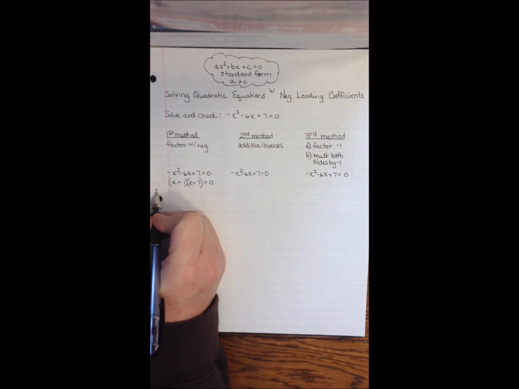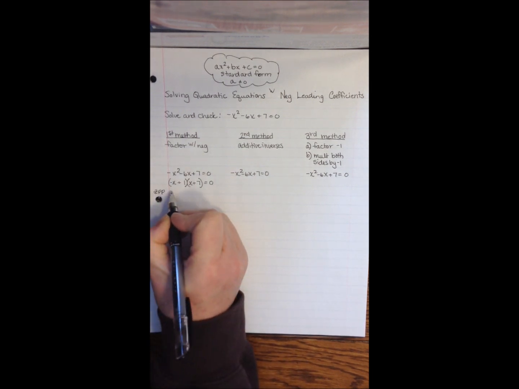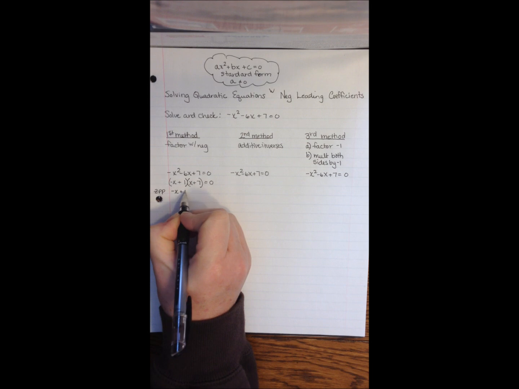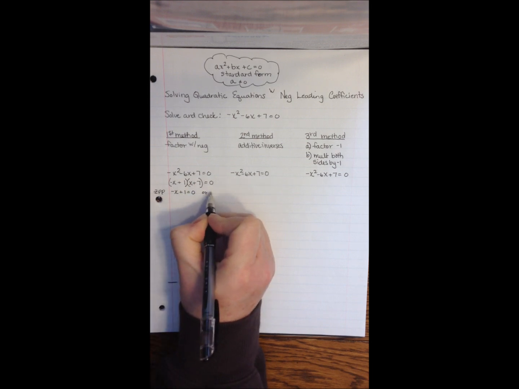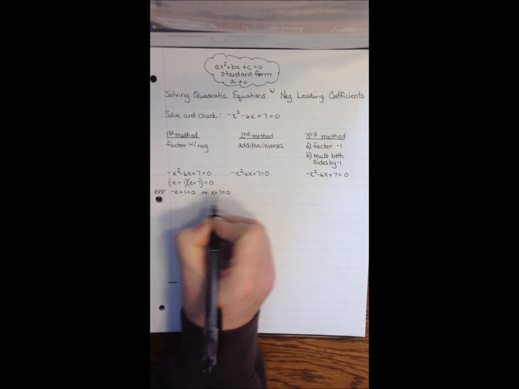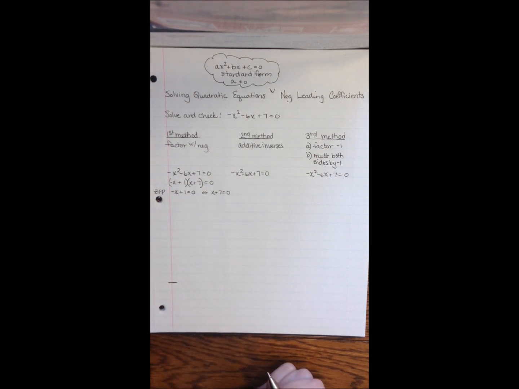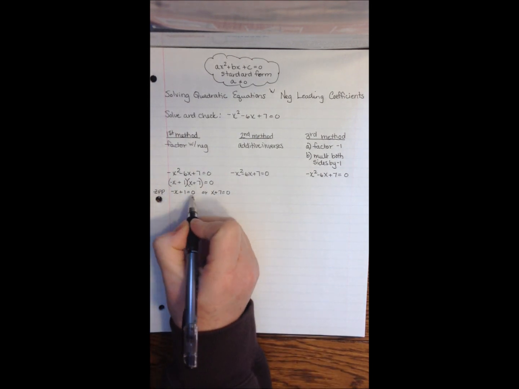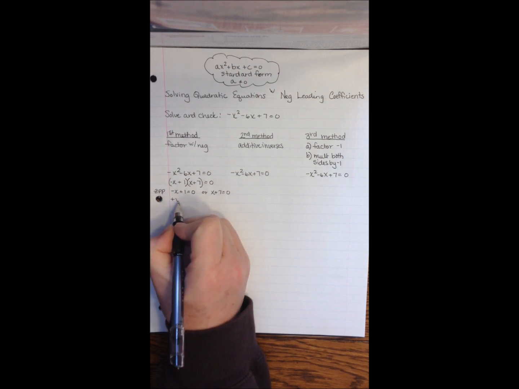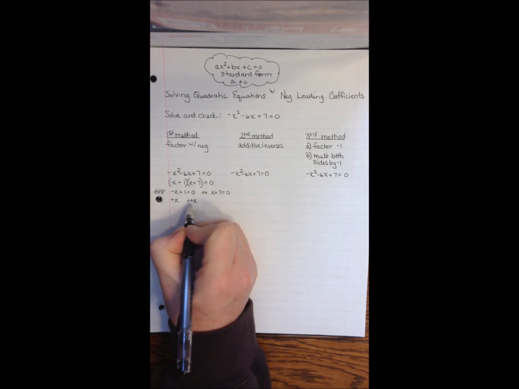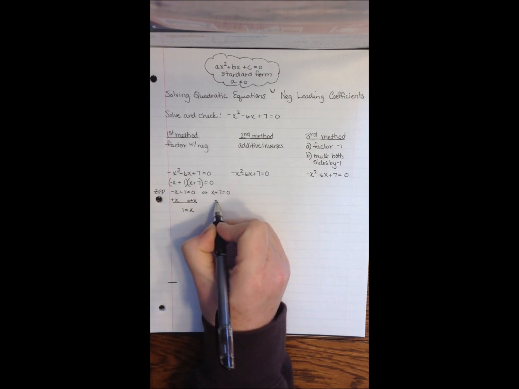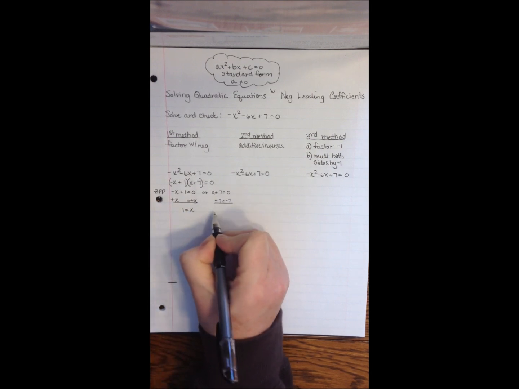Now using the zero product property, we know that minus x plus 1 has to equal 0, or x plus 7 has to equal 0. Because these two factors multiply together to give us 0, one of them has to equal 0 or the other. To get the x alone, we don't want a negative x, so we're going to add x to both sides, and 1 equals x. Or on the other side, we could subtract 7 from both sides, and we have x equals negative 7.